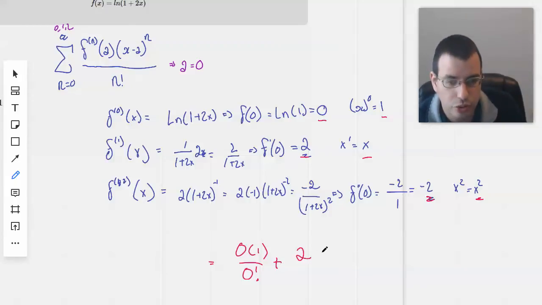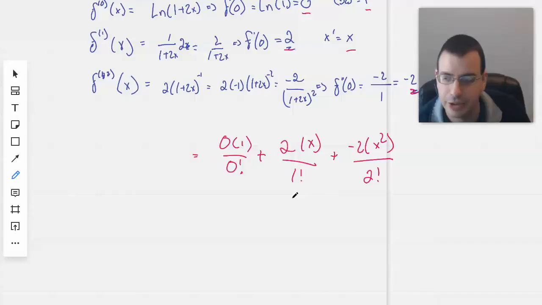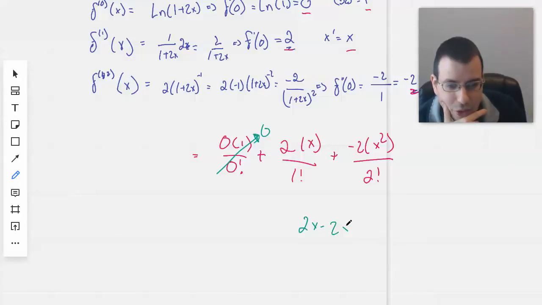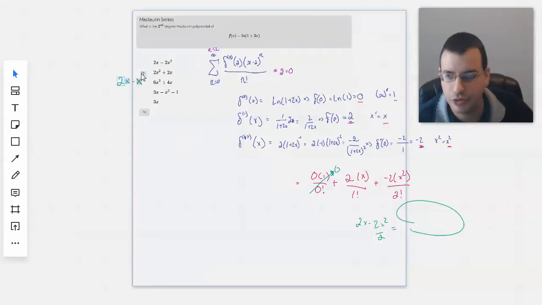Plus 2 times x to the first, all over 1 factorial. So 2 times x over 1 factorial plus negative 2 times x squared over 2 factorial, which is 2. So rewriting this a little bit simpler, change to green to add a little contrast. So we have 2x minus 2x squared over 2, which equals 2x minus x squared. And I think that's about as simple as it's going to get. Try and highlight that, move it over towards the answers.